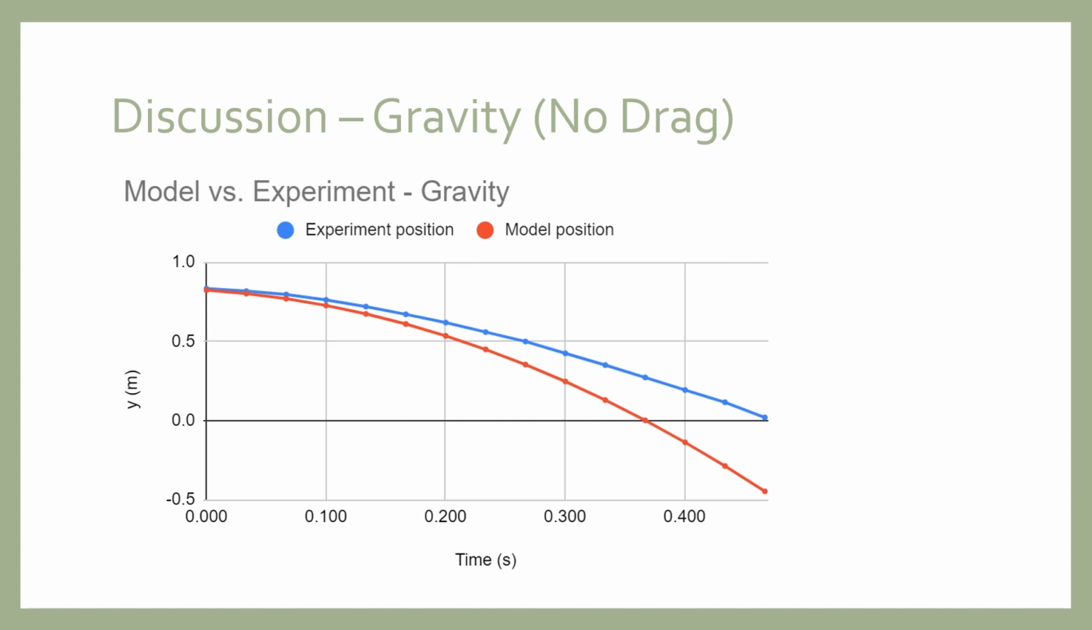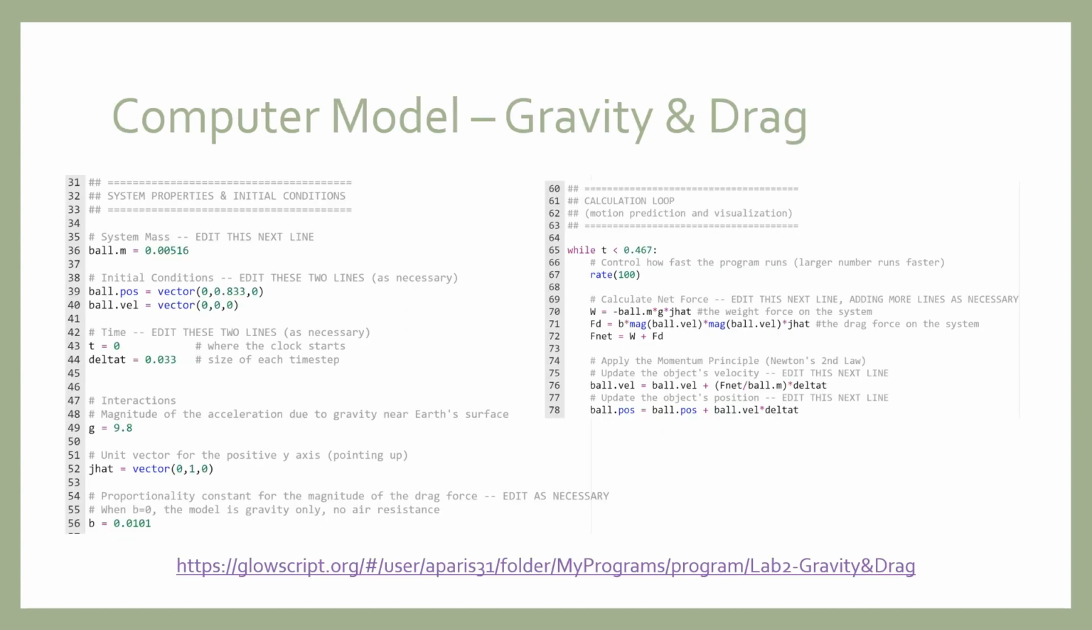Computational model with drag force. The initial conditions in this model are pretty much the same as the initial conditions I set in my model with just gravity. The only difference is now I have a drag force coefficient of 0.0101, which I estimated with trial and error until it produced a graph similar to my experimental graph.